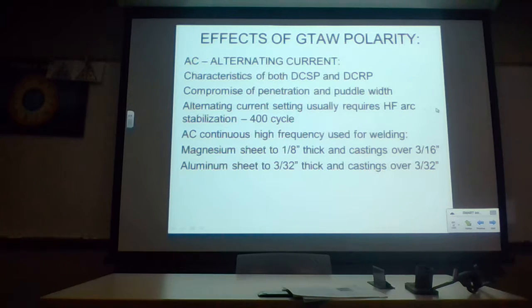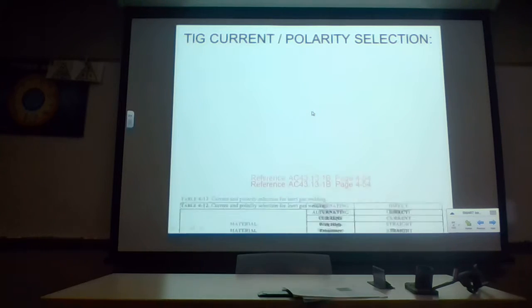You also have to have high frequency stabilization when you weld with AC. If you were to use like 60 cycle AC current, 60 cycle voltage, the problem is the arc is really unstable. The machine has an oscillator in it that produces a high frequency, maybe something like 400 cycle.